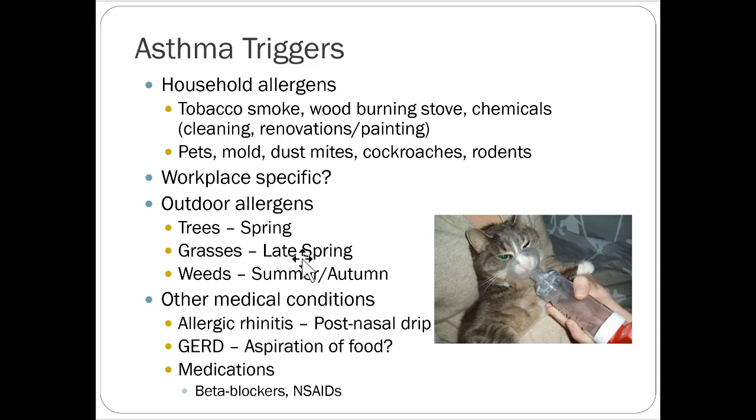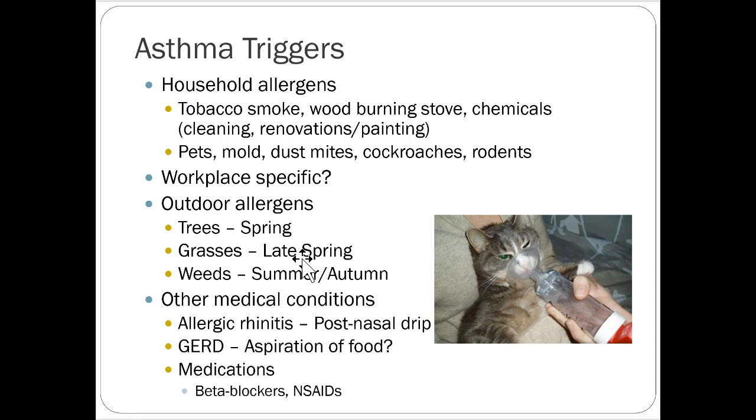GERD, so chronic gastroesophageal reflux disease. If you aspirate food chronically, that can get into the lungs and cause damage and inflammation, and so that can actually be an asthma trigger as well, which is interesting. So managing that particular disease would certainly be important.